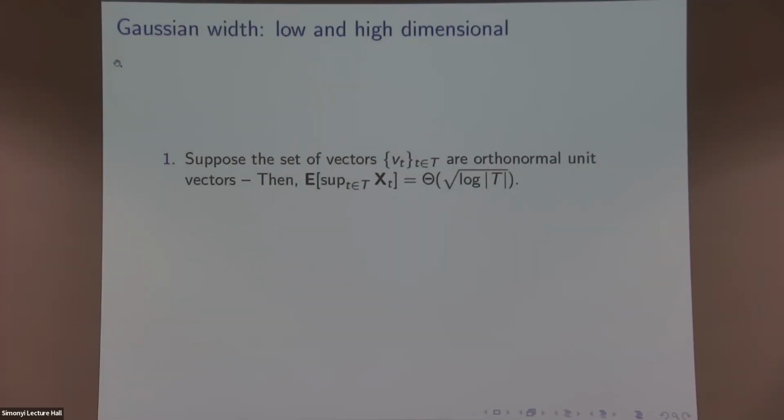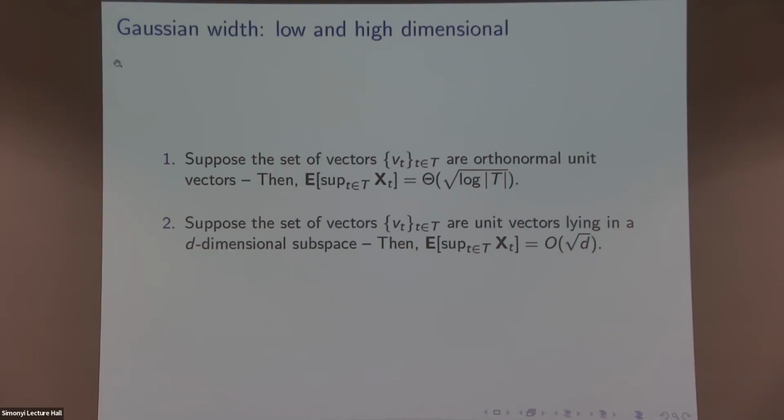So let's get a sense of how the Gaussian width varies with different sets of vectors. Let's take two extreme examples. The first example is, suppose my set of vectors v_t are just orthonormal unit vectors. Then the expected sup, you can easily calculate, is of order square root of log t. Indeed, for a set of t vectors, this is the maximum value that the expected sup can have. Informally, if you're trying to maximize the expectation of the maximum, you should have all your Gaussians in independent directions. And this is formally true.